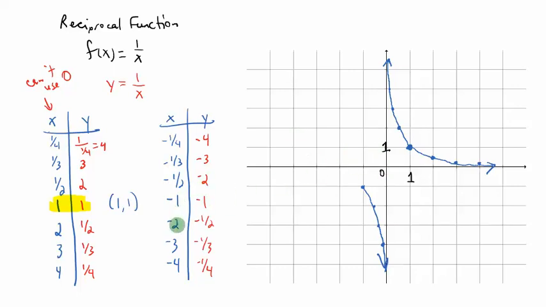And if I plug in negative 2 for my x, I get negative 1/2 as my y. Negative 3, I get negative 1/3. Negative 4, I get negative 1/4. If I kept going, negative 5, I'd get negative 1/5. And you're right, the graph gets closer and closer and closer to the x-axis as we move to the left. So this is a very unique graph. It doesn't touch the x or the y-axis, gets infinitely close to them, but never touches them.